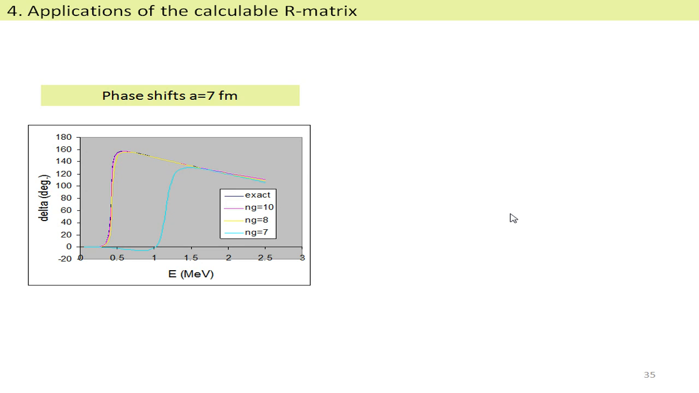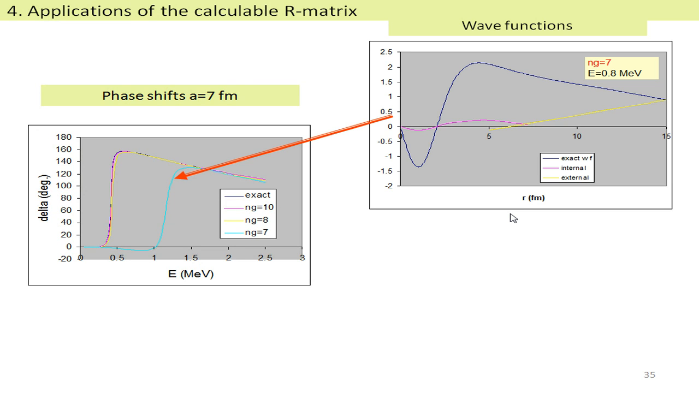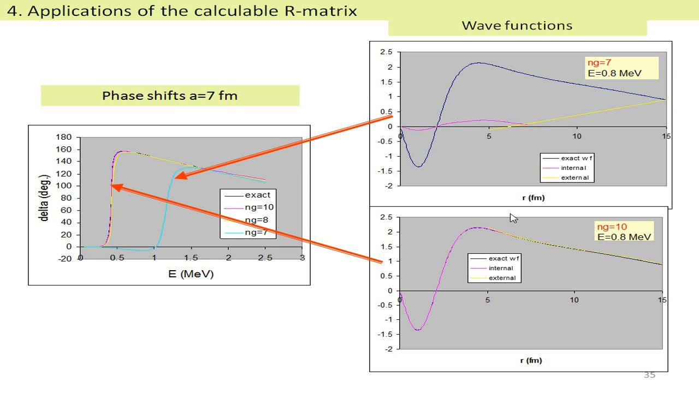And you have 3 R-matrix calculations with 10 basis functions, 8, so both are okay, and now 7 basis functions. And here you see that there is a rather important difference. And again, you can see that if you plot the wave function corresponding to this situation, this is what you get. So the internal part here and the external part there, so you see that the matching here is very poor. So you confirm that the phase shift is not correct.